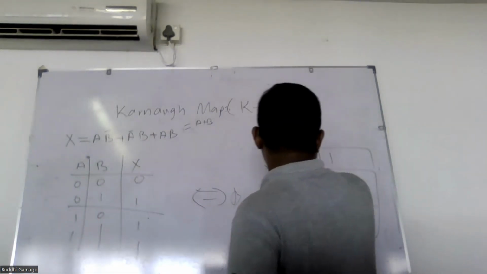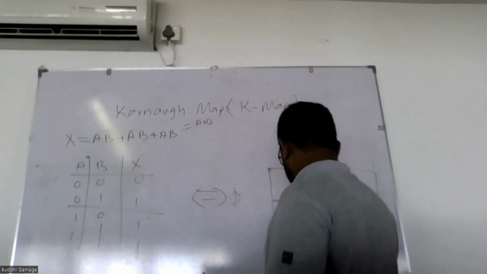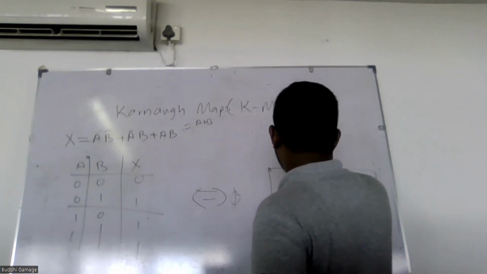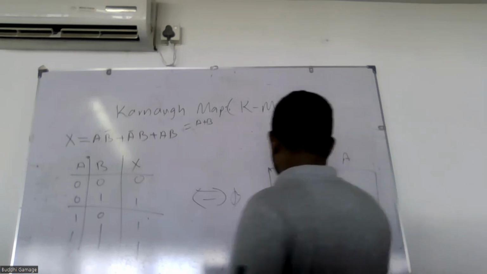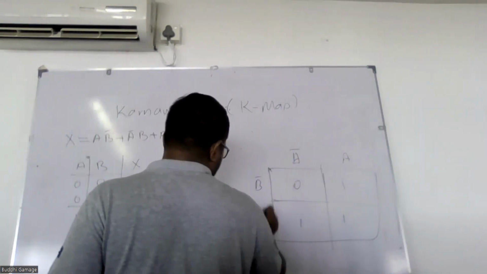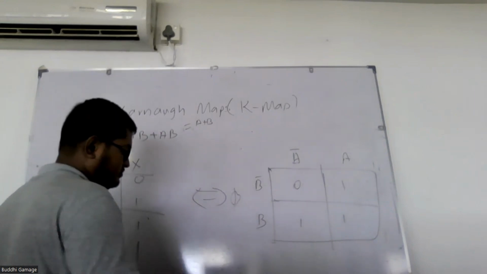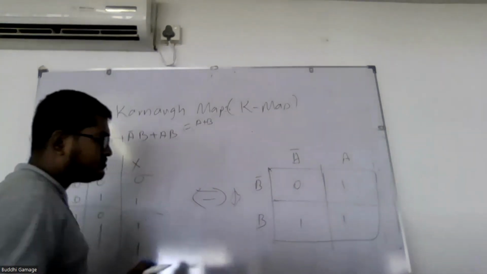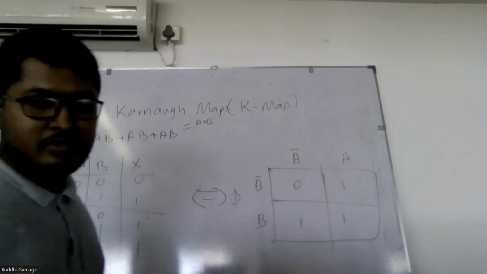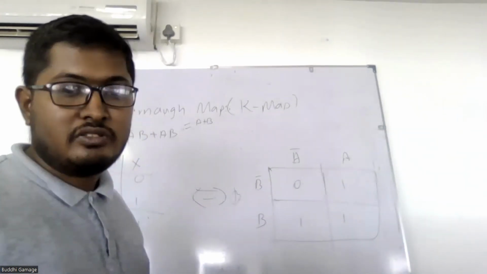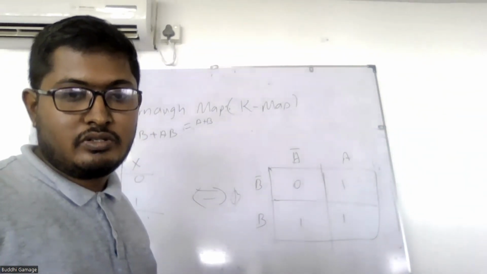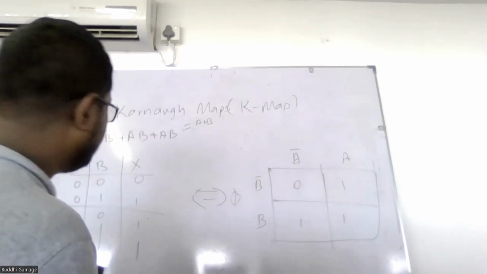You can do it this way as well. It means here is A bar, A, B bar, right? This is how you are going to map a particular table into a count map.